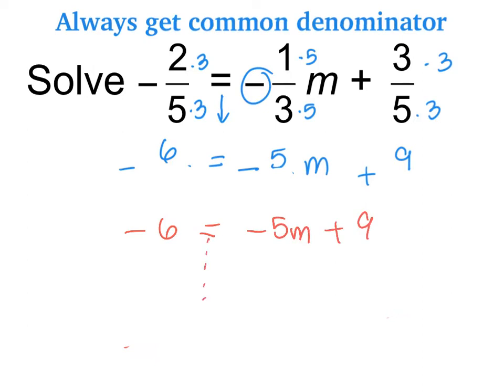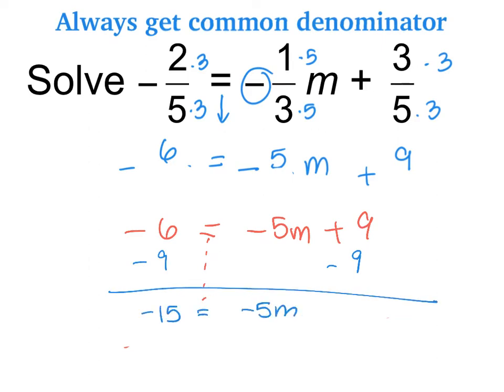How do I solve this? Minus 9, minus 9. You get negative 15 is equal to negative 5m. What do I do now? Divide by negative 5. Negative 5. And you get 3 is equal to m, which is the same thing as m is equal to 3.